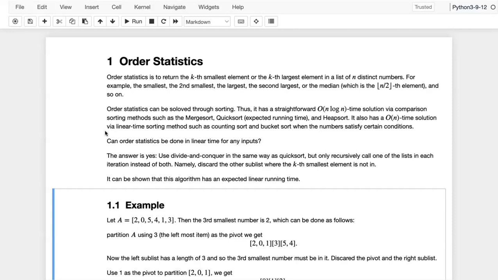And our question is, can we do order statistics in linear time for any inputs without using sorting? Because sorting is overkill. Now let's investigate the idea a little bit.